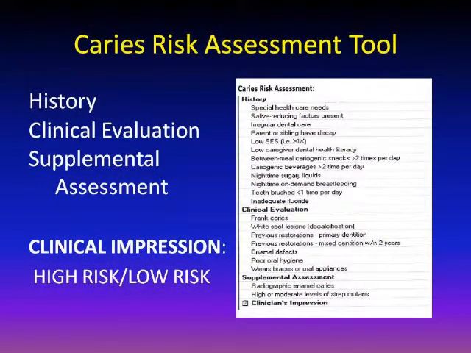A caries risk assessment tool assists health professionals in collecting and documenting specific information concerning an individual's risk for developing dental caries. Examples of the caries risk assessment tool developed by the American Academy of Pediatric Dentistry and other slightly modified versions can be found on our department website, which will be shared at the end of this video. This particular version of the caries risk assessment tool is currently being utilized at the University of Iowa's Pediatric Dentistry Clinic. It consists of three main categories: history, clinical evaluation, and supplemental assessment. After collecting this information, a clinician can classify their patient as either high or low risk for developing dental caries.